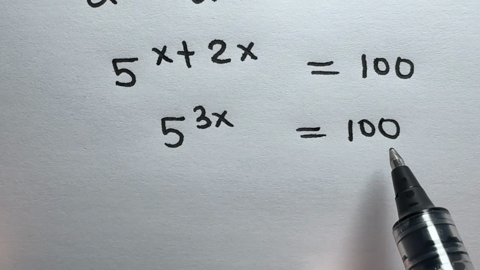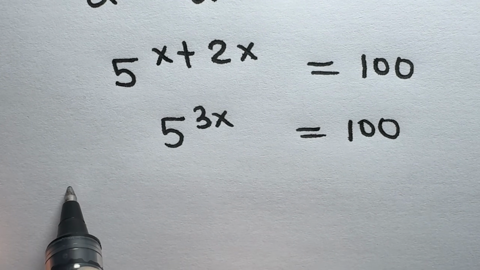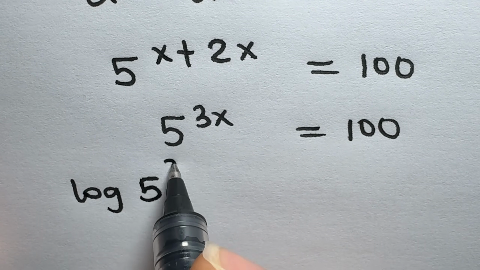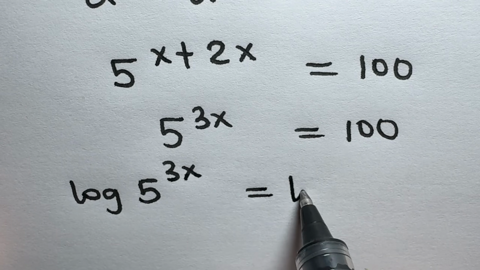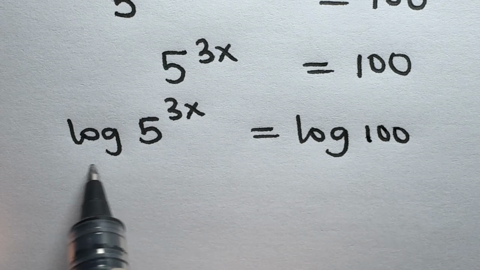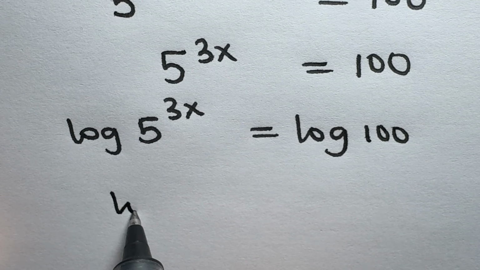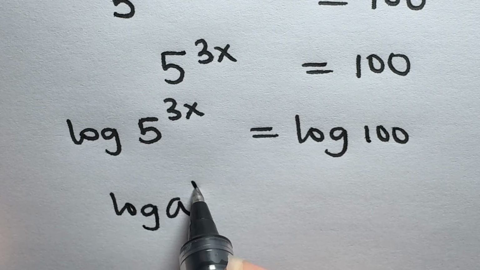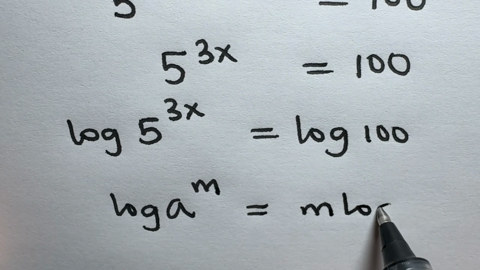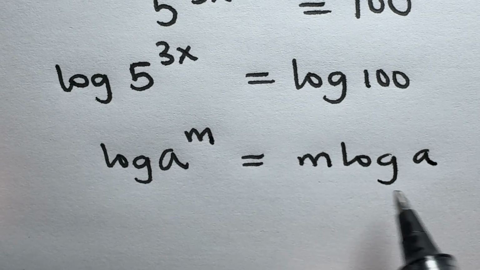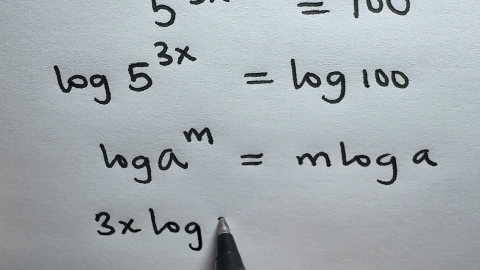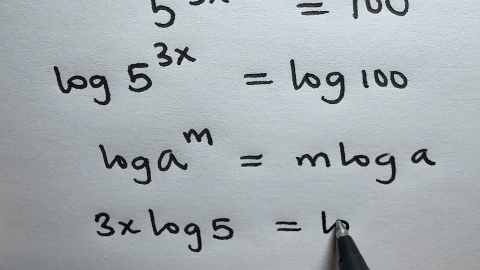This is an exponential problem. Let us take the logarithm of both sides of this equation. So we have log 5 raised to power 3x is equal to log 100. This expression here is of the form log a raised to power m, and by law of logarithm, this can also be expressed as m times log a. Therefore, this becomes 3x times log 5 is equal to log 100.